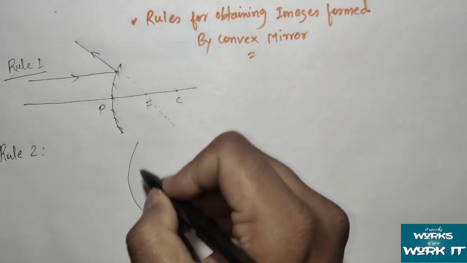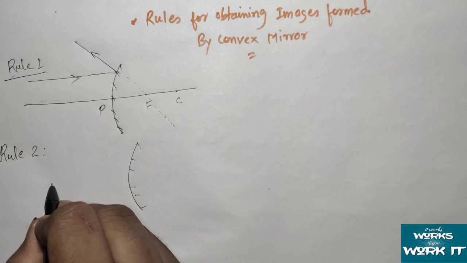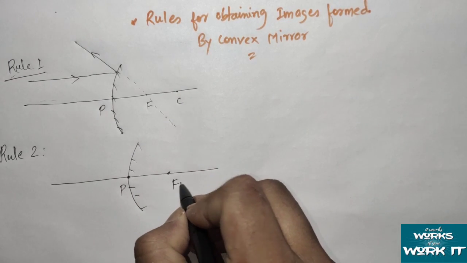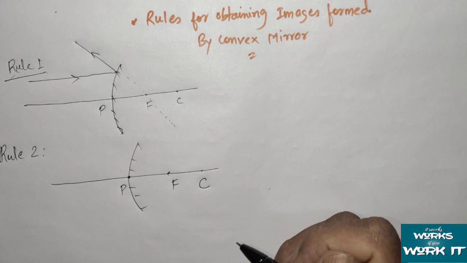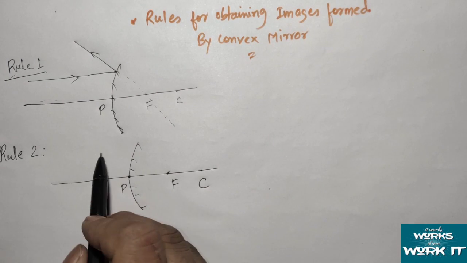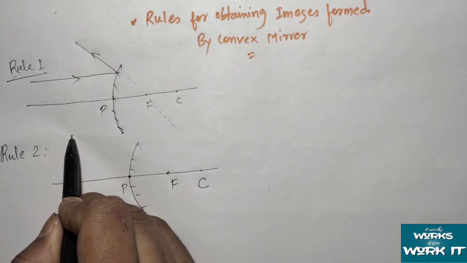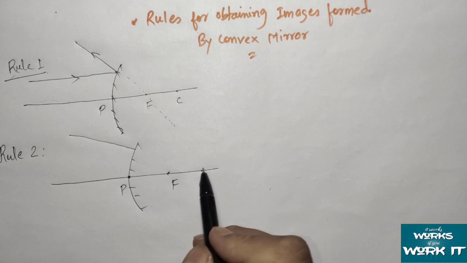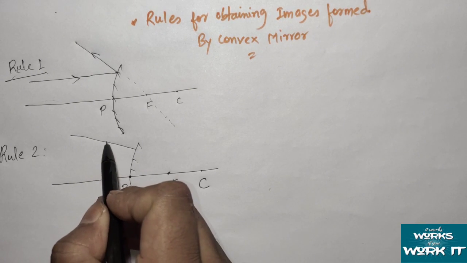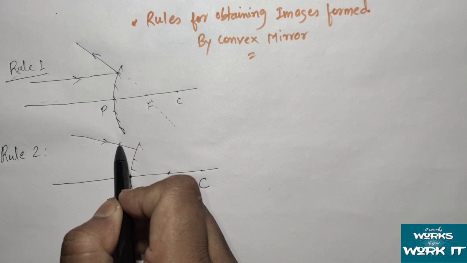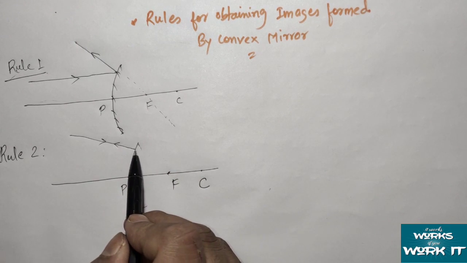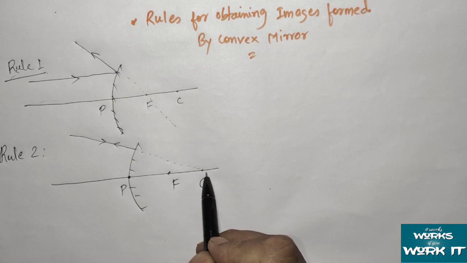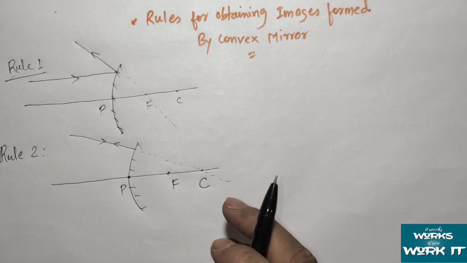Rule 2. Again I will draw a convex mirror and the principal axis. This is the pole, this is the principal focus and this one is the center of curvature. When the light rays go towards the center of curvature, after reflection it again passes along the same path, but it appears to pass through the center of curvature. This is our second rule.